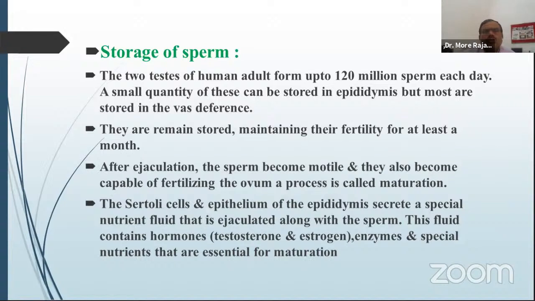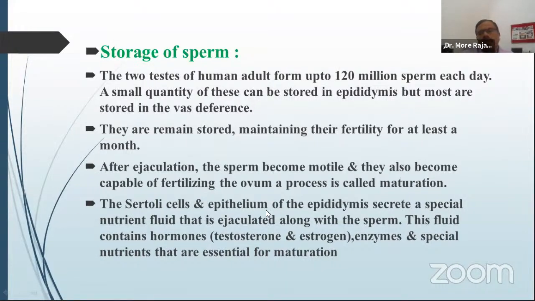This is regarding the storage of the sperm. Each testis stores about 120 million sperm in the adult human each day. So this is the storage. They remain stored, maintaining fertility, for at least a month. But after ejaculation, sperms become motile and capable of fertilizing the ovum. That is the process of maturation.